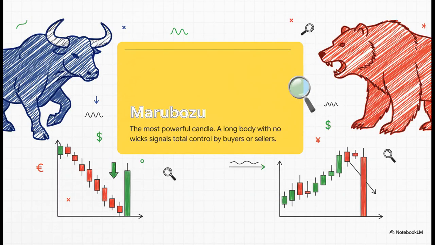Okay, now this is the ultimate power move, a marubozu. It's a long candle with little to no wicks at all. What that means is one side, either the buyers or the sellers, was in complete, total, absolute control from the opening bell right to the very end. There was no fight, it was a pure knockout.